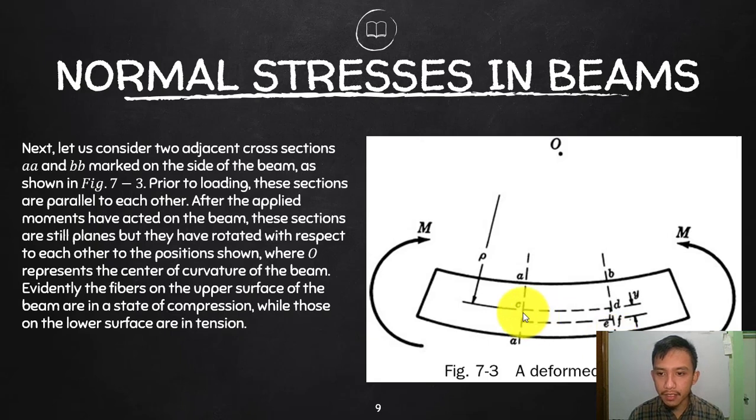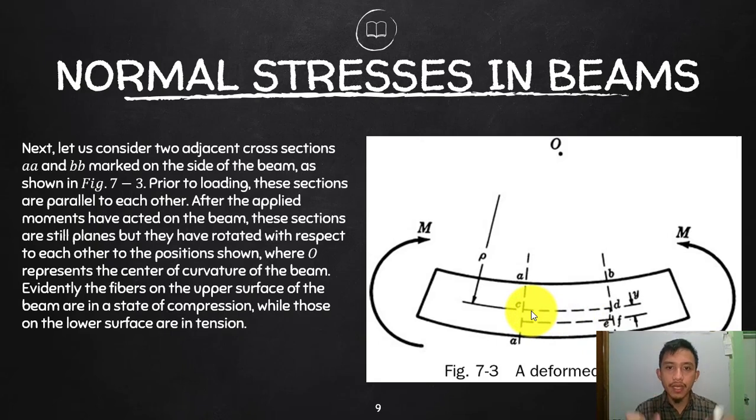So what do we expect? Originally, let's say that this is a fiber or surface, surface CD, and then the one below is originally parallel, which is straight, and then after deformation that will still be parallel, but they are now in a curved surface. So what do you expect? Let's say that this CD is the neutral axis.